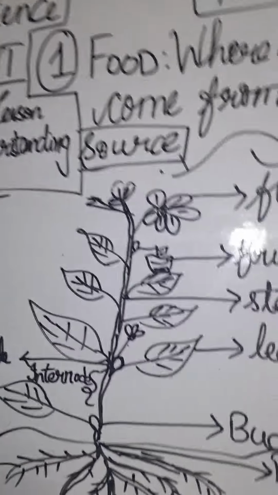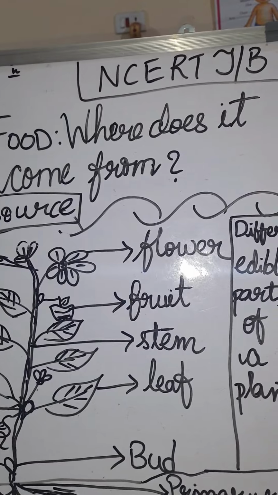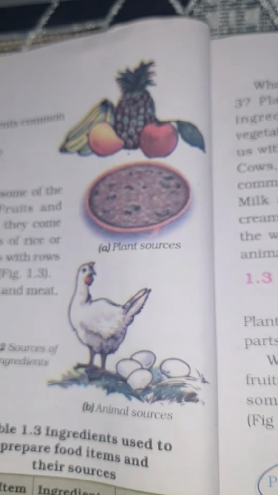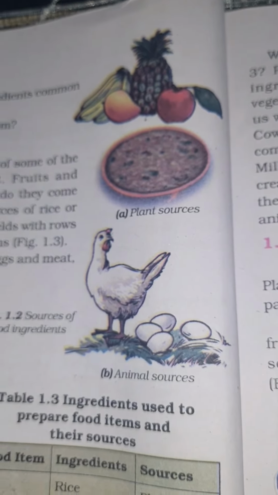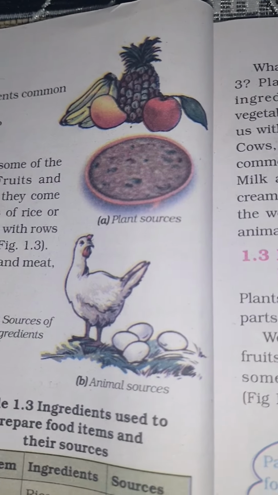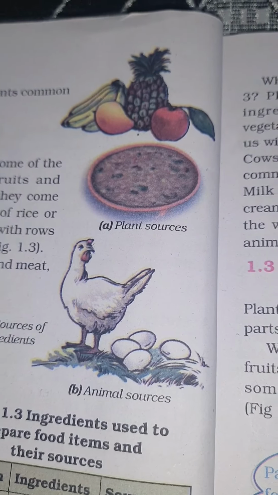Okay. So from plants what are we getting? We are getting vegetables, fruits, correct? And from animals what are we getting? From hen we are getting eggs. We make chicken out of hen. Then mutton, correct? And vegetables, fruits, cereals, pulses, everything we are getting from the plants. So now we will discuss.